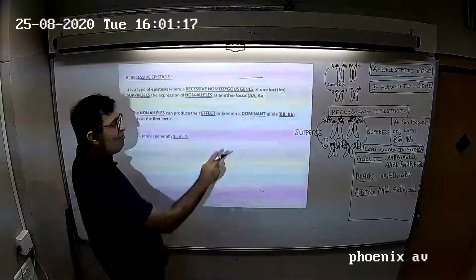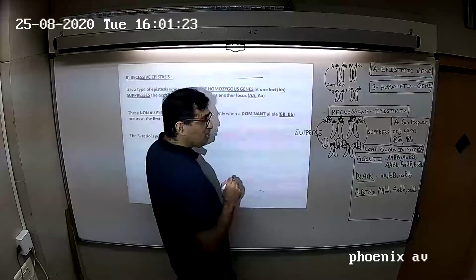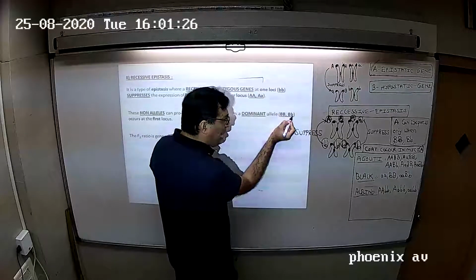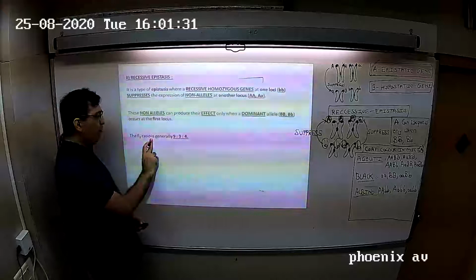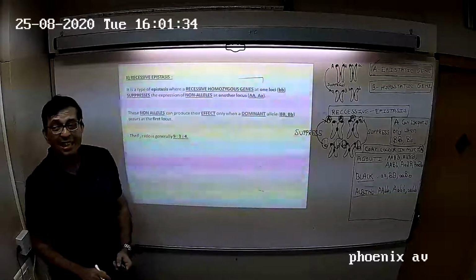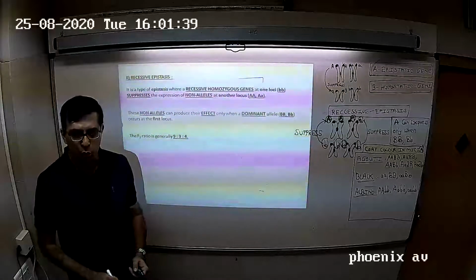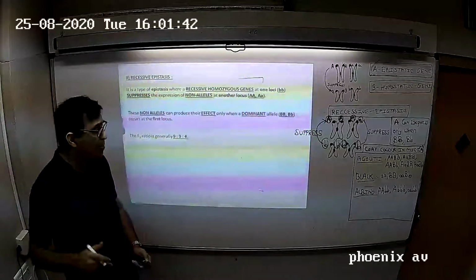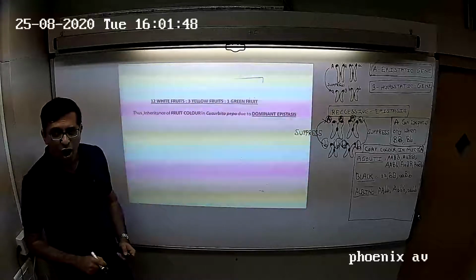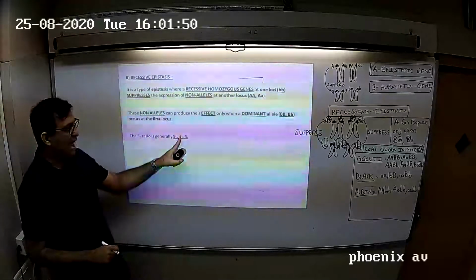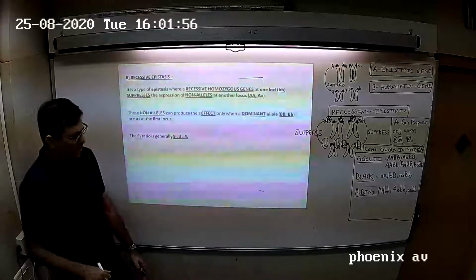So now, when will A express? Only when there is capital B or capital B, small b. So capital A will express. And the F2 generation ratio is 9:3:4. In case of dominant epistasis, we remember it was 12:3:1. In case of recessive epistasis, it is 9:3:4. ये दोनों अभी के भी याद रखेगा. We have given the summary.